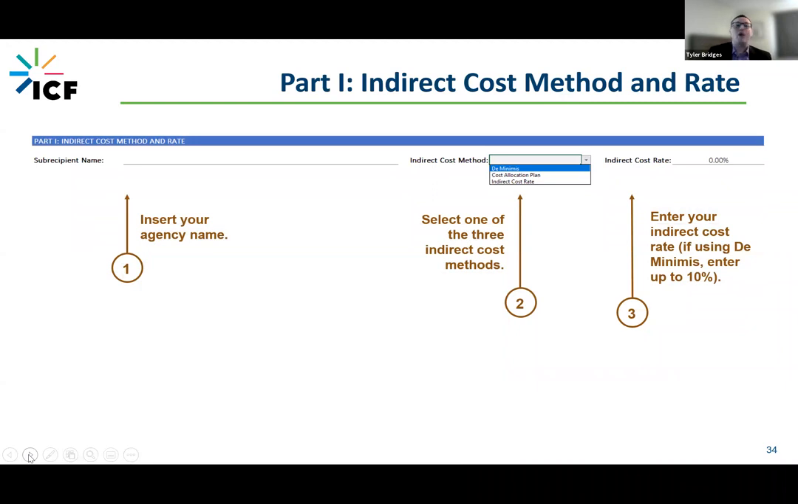Okay, part 1 is the easiest. First, you'll insert your agency's name. Second, you'll select the indirect cost method your agency uses from the drop-down menu, and the 3 will be listed there. Third, enter your indirect cost rate percentage based on the agreement between your agency and its cognizant agency. If using the de minimis rate, enter up to 10%. And that's it for part 1.